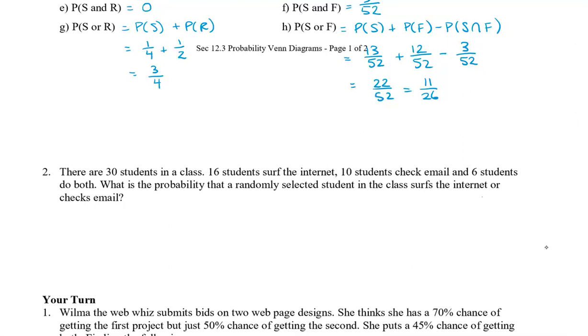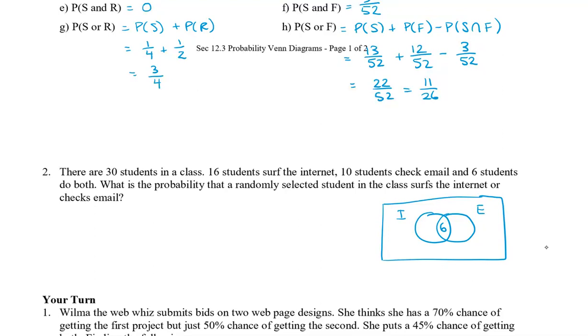So if we draw a Venn diagram of this, I'm going to draw a rectangle, and I'm going to draw my 2 circles. And I'll say that this circle is internet, and then this circle is checks email. So we always start with the middle part where the overlap is. So we know that 6 students do both, so we're going to put 6 in the overlapping part.